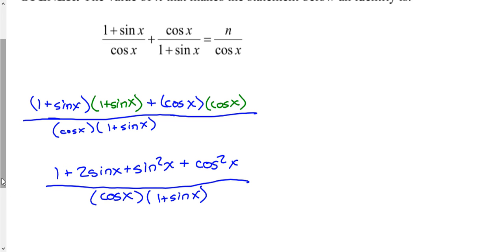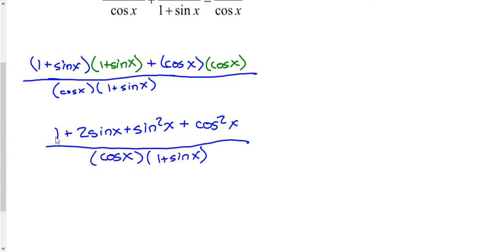From here, I'm going to try to clean up as much as I can. I can't combine this 1 to anything. I have 2 sine x, which I can't combine to this sine squared x because this is degree 2, this is degree 1, so you can't combine them. What I do notice is sine squared x plus cos squared x. These two here should have been right off of our formula sheet. This is our Pythagorean identity. Sine squared x plus cos squared x is equal to 1, so I'm going to clean that up.